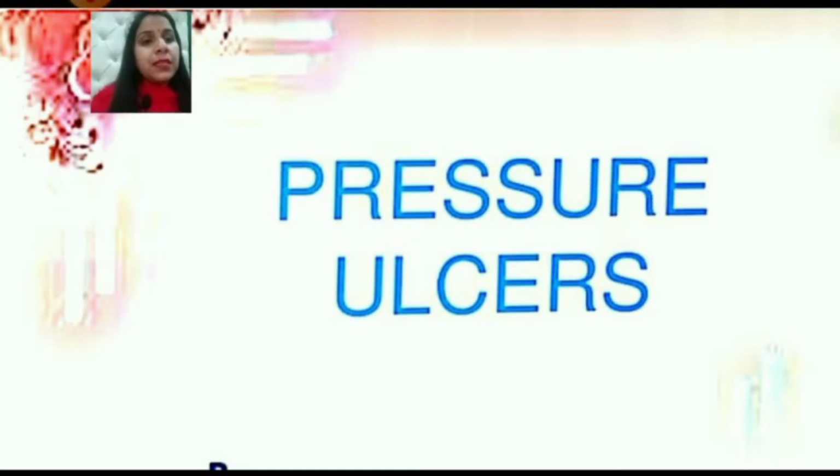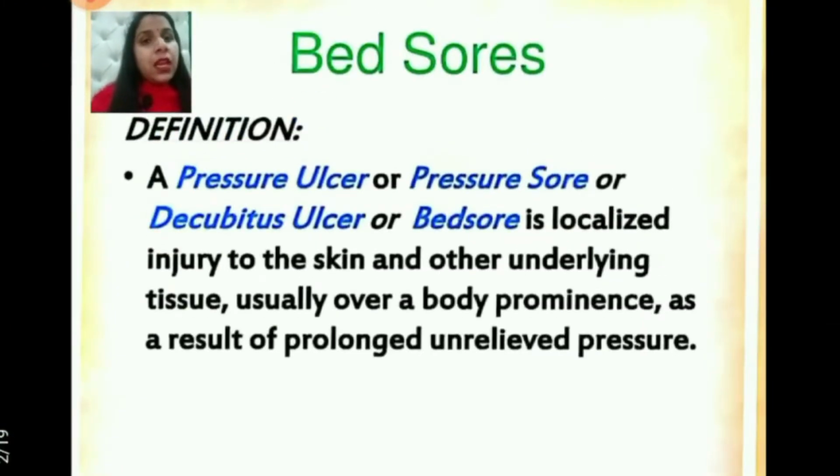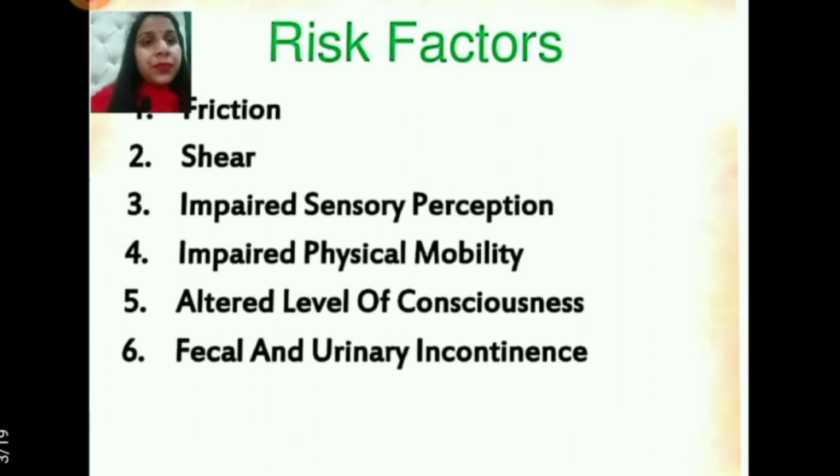Today my topic is pressure ulcers. Pressure ulcers are also known as pressure sores, decubitus ulcers and bed sores. This is a localized injury to the skin and other underlying tissue, usually over a bony prominence, as a result of prolonged unrelieved pressure. What are the risk factors of pressure ulcers?